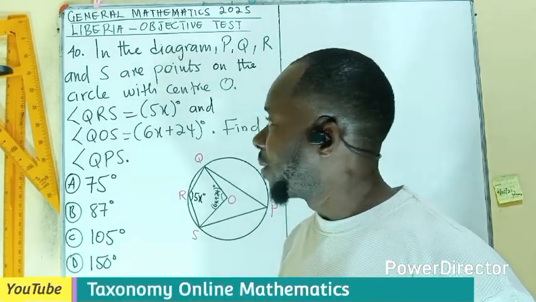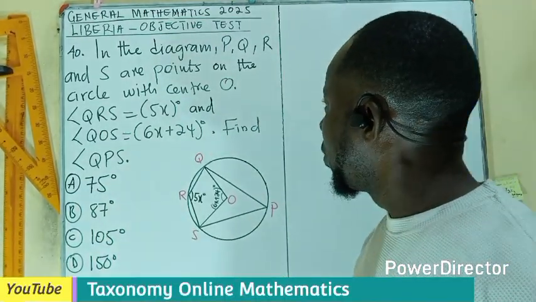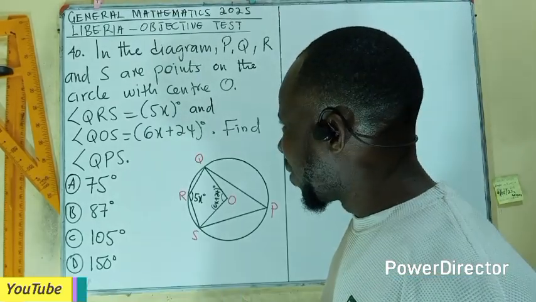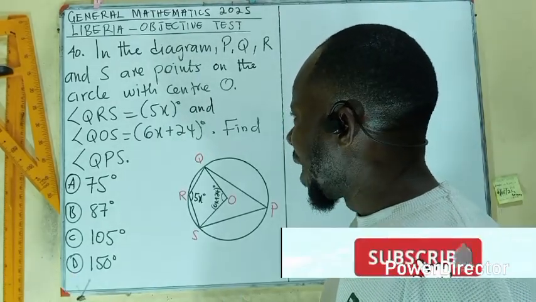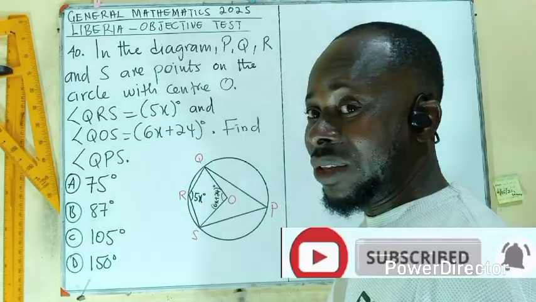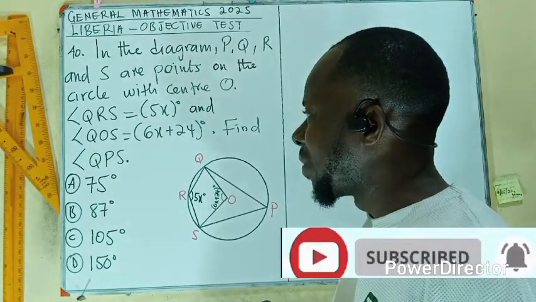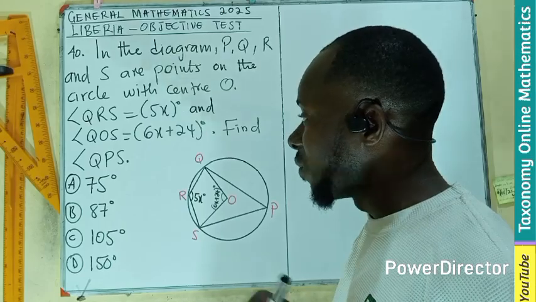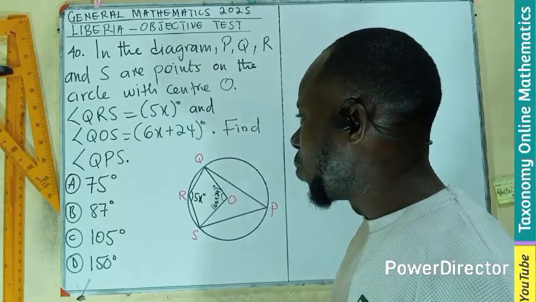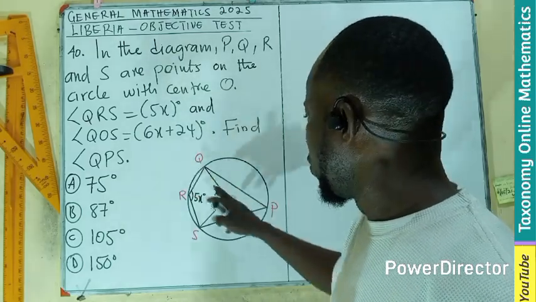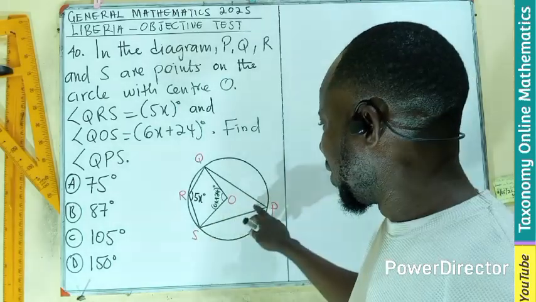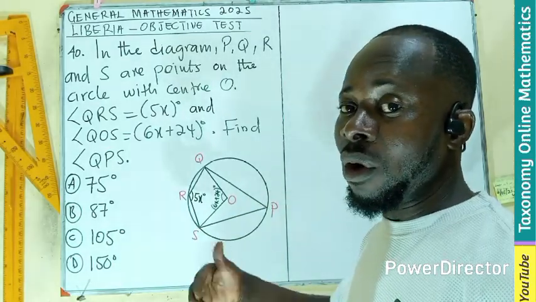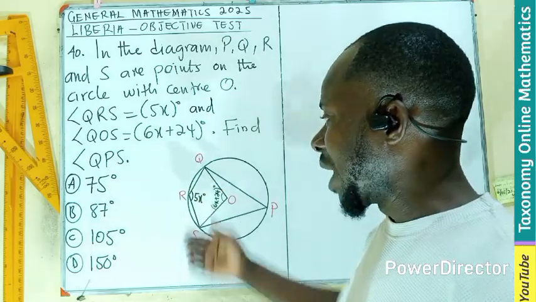Welcome. Question 40. In the diagram, P, Q, R, and S are points on the circle with center O. The angle at QRS is 5x, and that of the angle at QOS is 6x plus 24. We have to find QPS, this angle. Before we can find this angle, we first need to know the value of x that we can use.